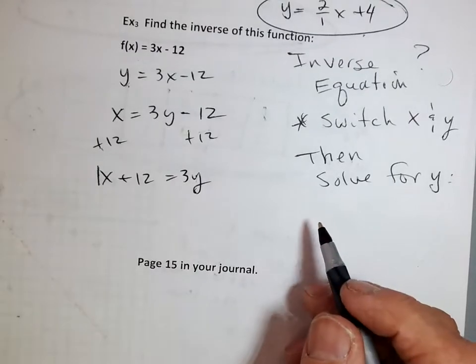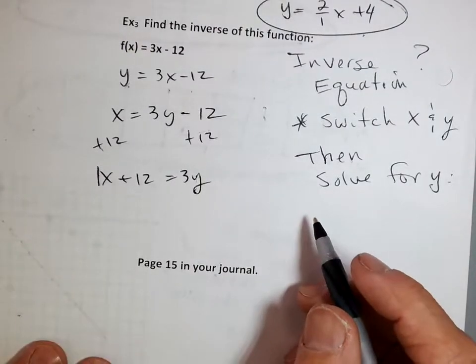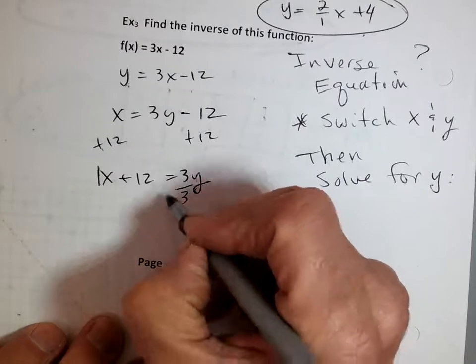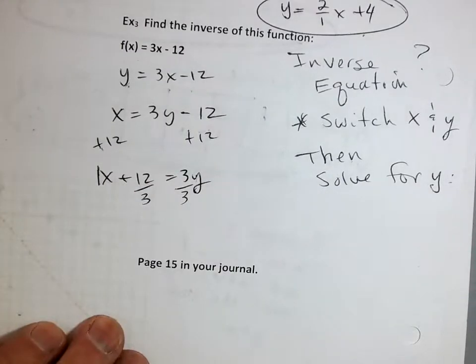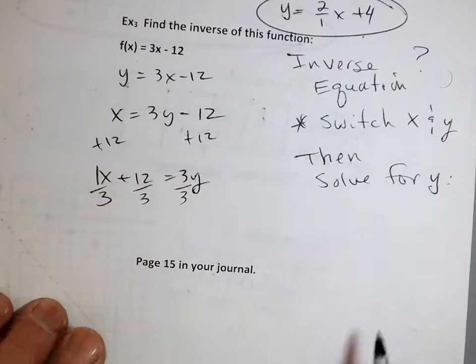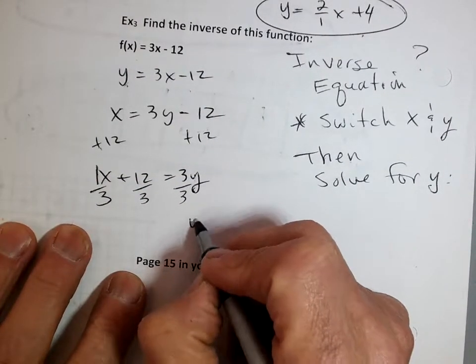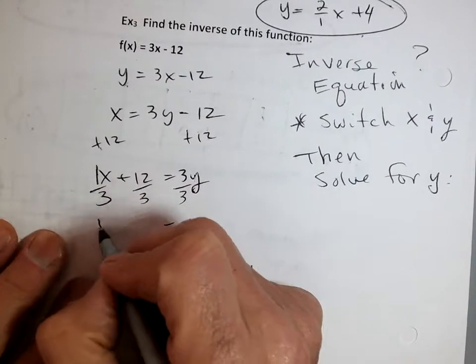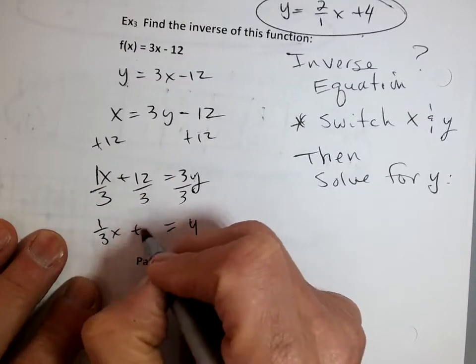Okay, now what are we going to do? Max? Divide by 3. Let's divide everything by 3. Max, you were not wrong to divide by 3. It's just easier to do it as the second step. It would have worked, by the way. So you were right. How does that make you feel? You were right. Just easier to do it at this step, okay? So now, here's my inverse. Y equals 1/3 x plus 4.